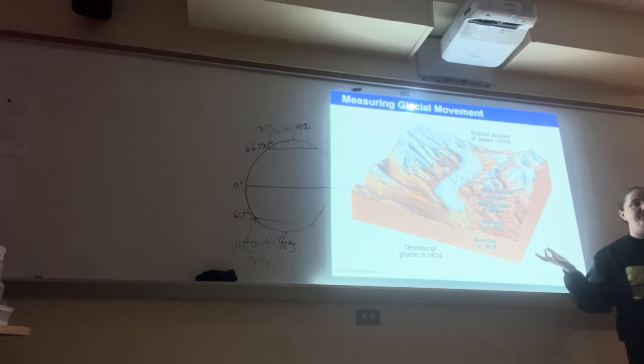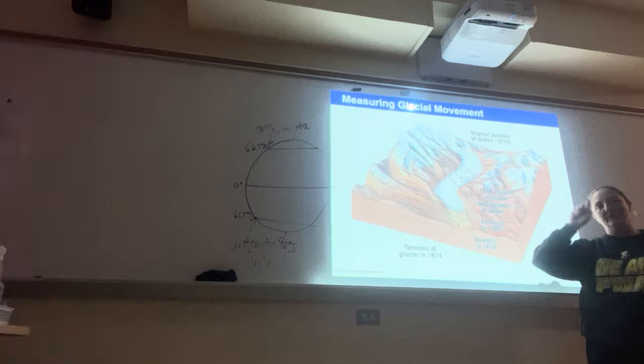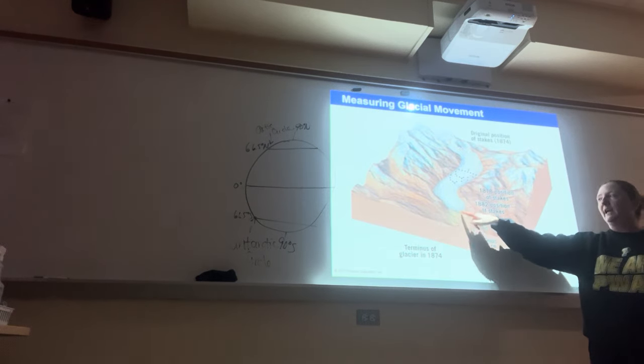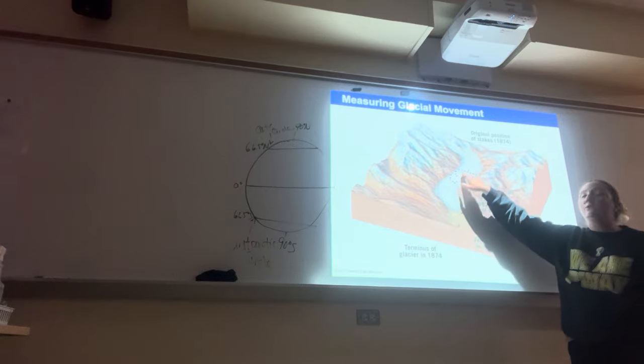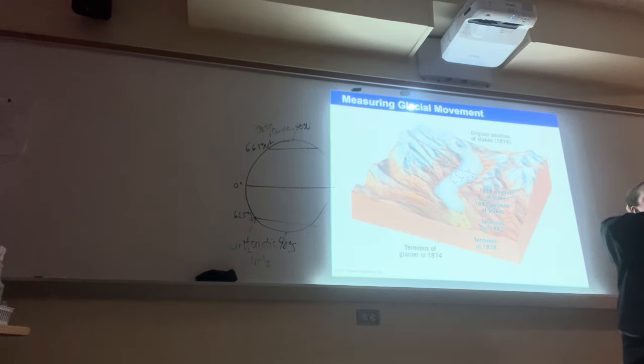So truthfully, what is happening to this glacier? Is it moving forward or moving backwards? Yeah, it's retreating, right? Because it used to end here, and now it's ending here. But these are still moving forward. And that's because when a glacier retreats, it's not actually moving backwards.